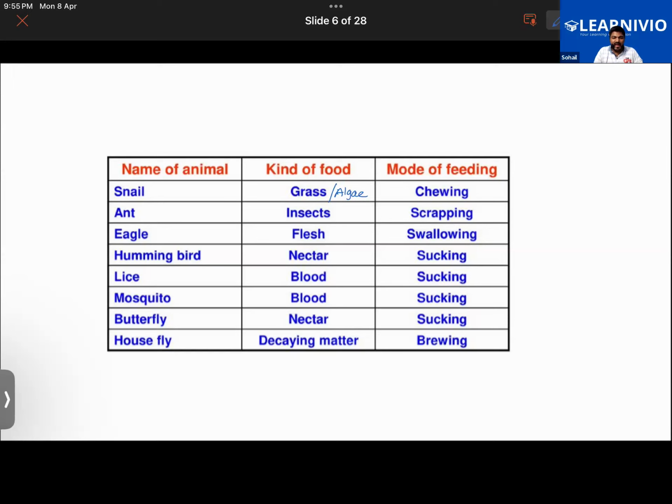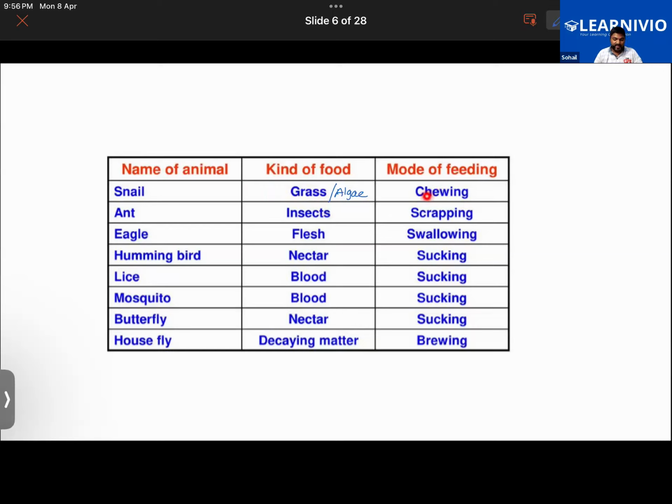Or ants, which can consume pretty much everything. They can consume plant materials and they can also consume animals, like a dead and decaying animal. Have you seen, if there's a dead lizard in the house, ants will start eating it? Or if you throw some sweet food items, ants will quickly start to eat it. So that is not that important, but the manner of feeding is much more important.